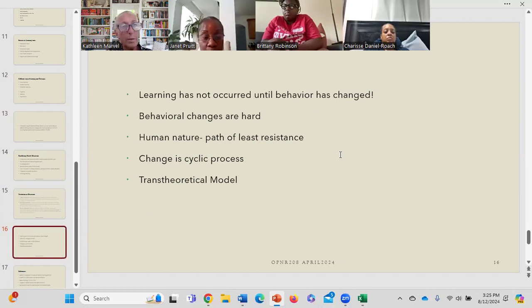Does anybody work with somebody who constantly says, oh, we'll just keep doing it the old way, it works? I've been doing it this way for 30 years. Right? Behavioral changes are hard. Okay? As humans, we tend to go the path of least resistance, do we not? We do.